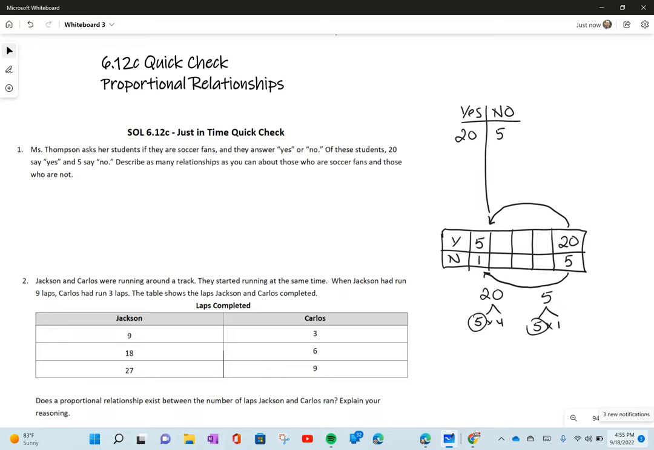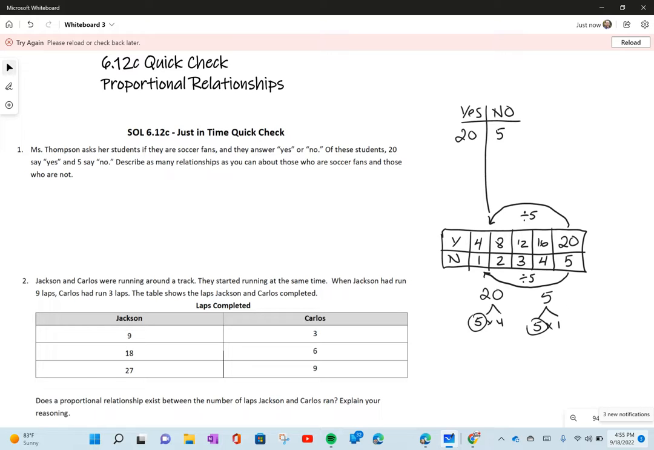It's not always going to give you a unit rate, but it'll give you the most simplified version of that ratio. Actually, this is not 5 to 1. It would be 4 to 1 because we're dividing by 5. 5 divided by 5 is 1. 20 divided by 5 is 4. Then we could count by 4s and count by 1s to make an equivalent ratio table that is proportional, because for every 4 people that say yes, 1 person says no.